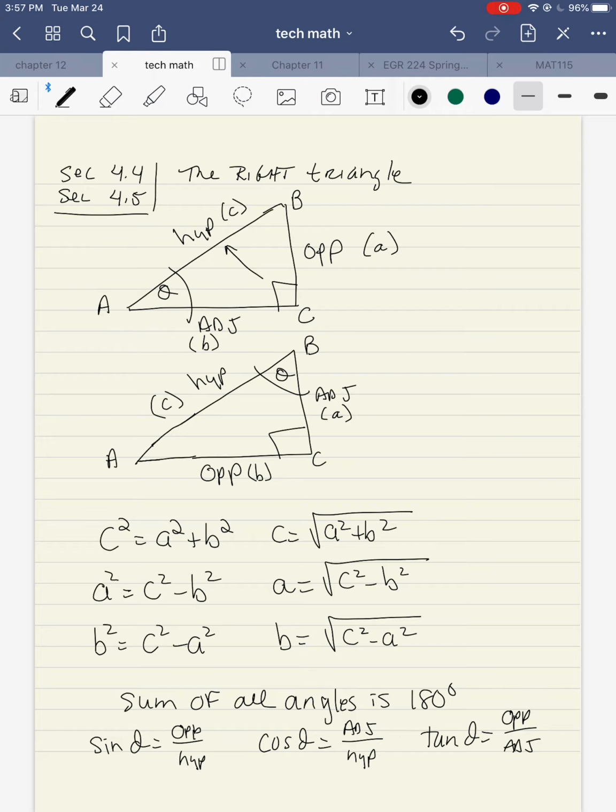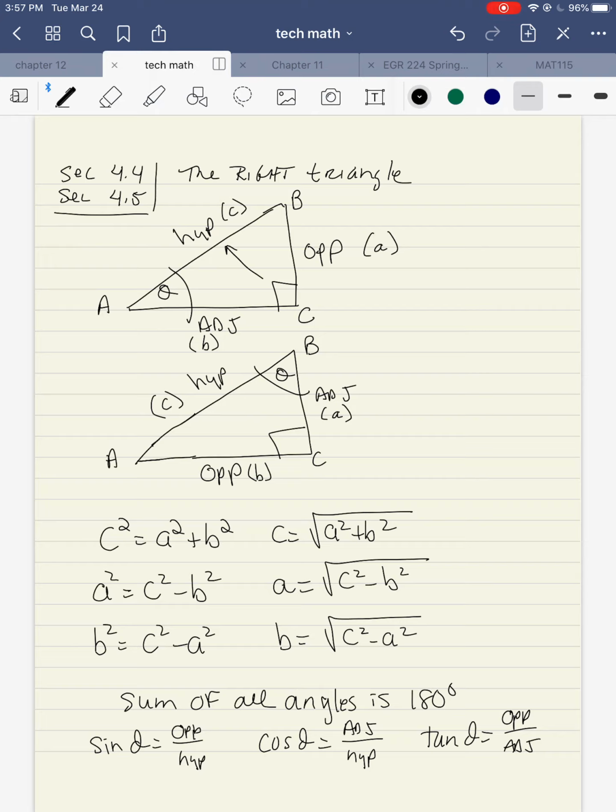If I'm looking at the reference point from angle B, nothing changes as far as the lettering A, B, C, but what does change is the way I label my sides. The hypotenuse is still the hypotenuse. The adjacent side now is BC, and the opposite side is between A and C. Again, the opposite side is opposite of your reference angle. In this case, theta is on B.